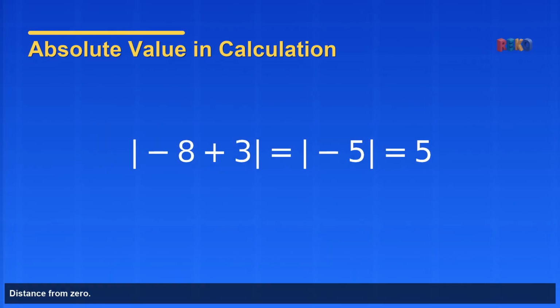To solve this, start by completing the operation inside the absolute value. -8 plus 3 equals -5. Then take the absolute value of that result. The distance from 0 is 5, so the final answer is +5.